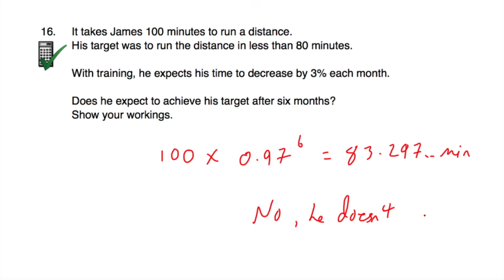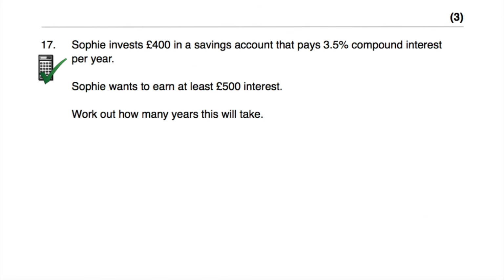Okay, let's look at our next question, question number 17. Question number 17 says that Sophie invests £400 in a savings account that pays 3.5% compound interest per year. And she wants to earn at least £500 interest.